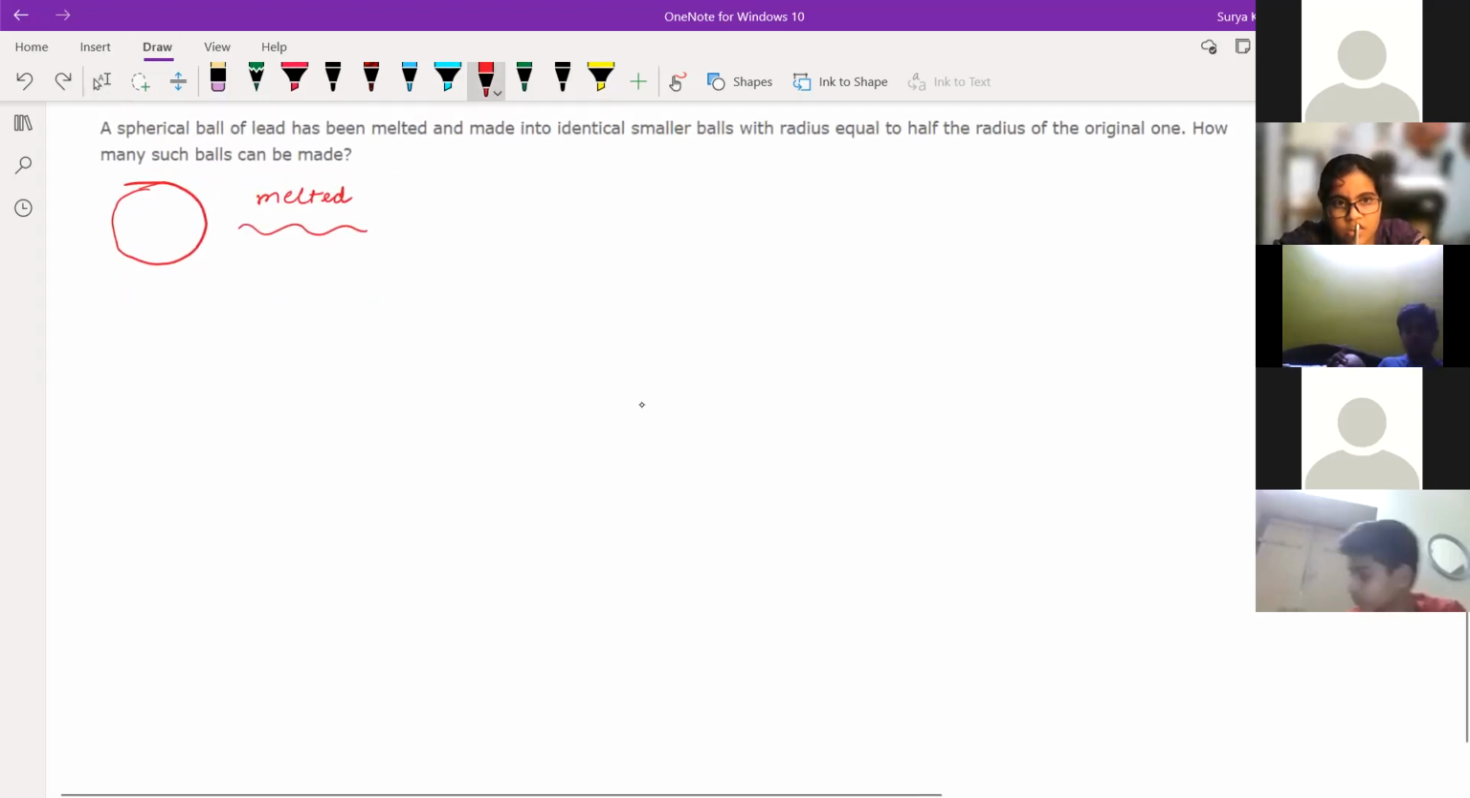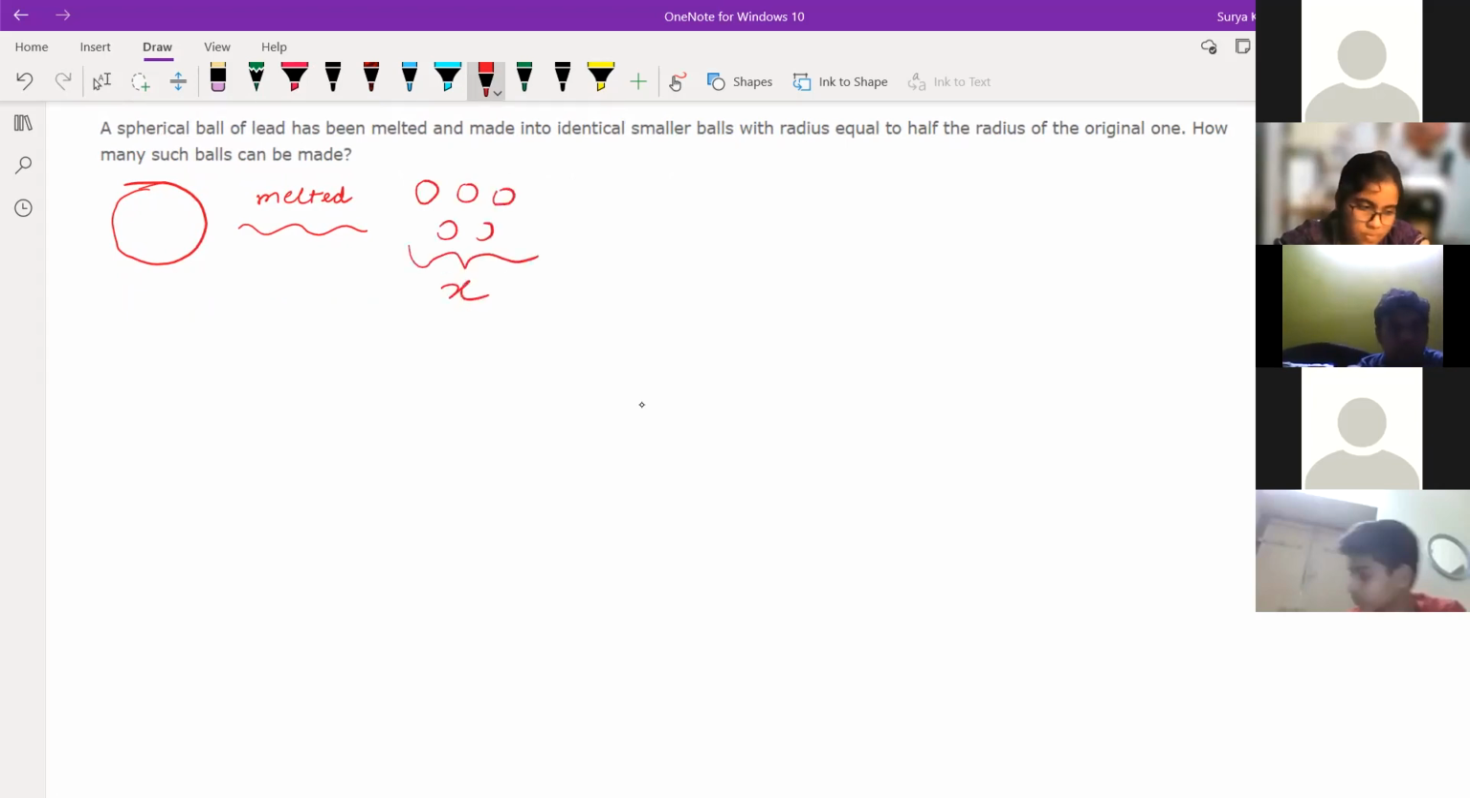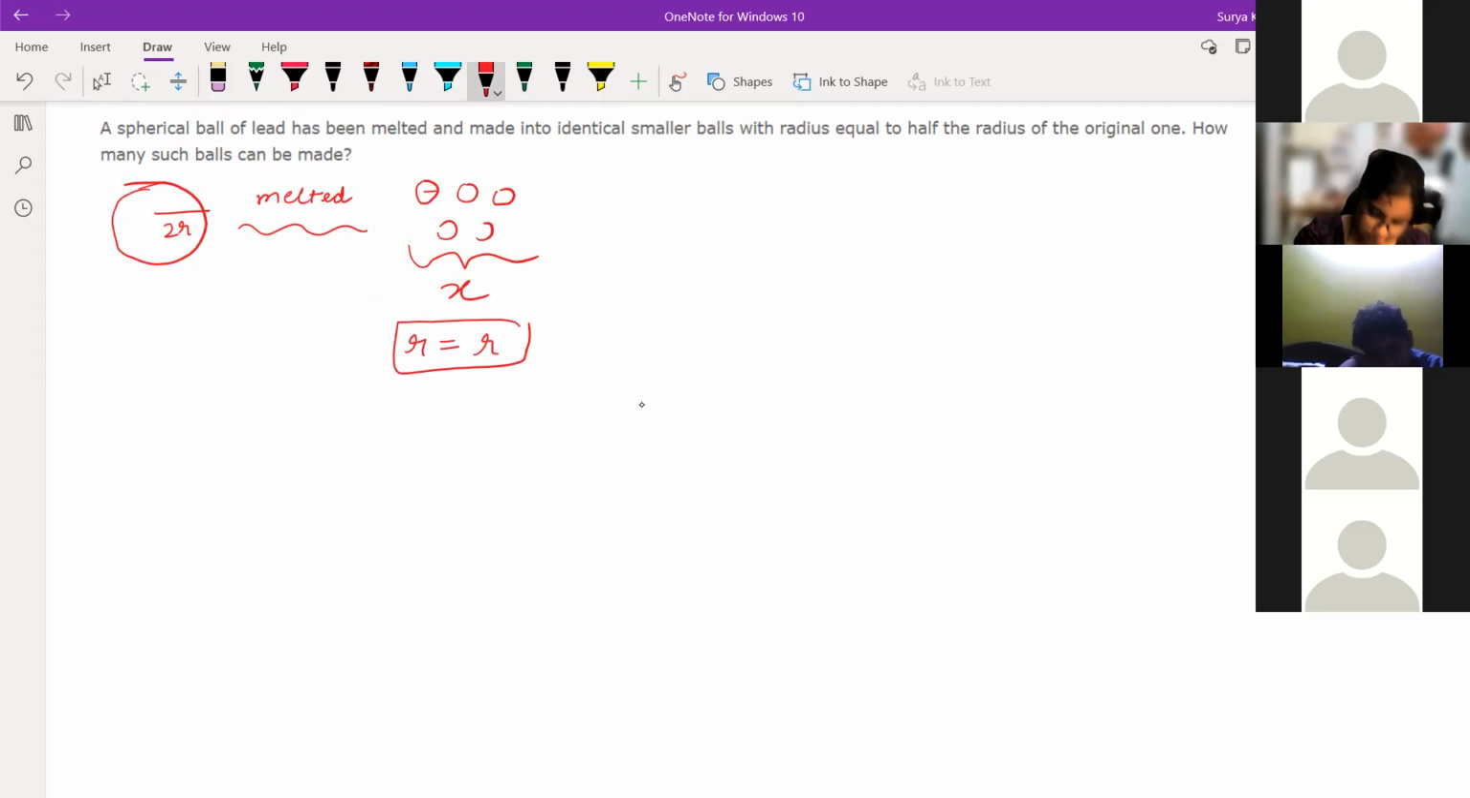The spherical ball of lead has been melted and made into identical smaller balls. See, smaller balls like this, okay? So we don't know how many smaller balls are there. We let it as X balls, okay? With radius equal to half the radius of the original one. Before it was R, or you can write 2R. That is better to use. So here the radius is R. Is it R by 2? That is also you can write. I'm writing this because it is easy to calculate. No problem, you can take R and R by 2 also. Here the radius I'm taking 2R, here I'm taking R.